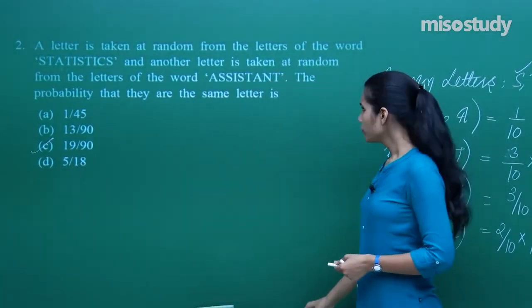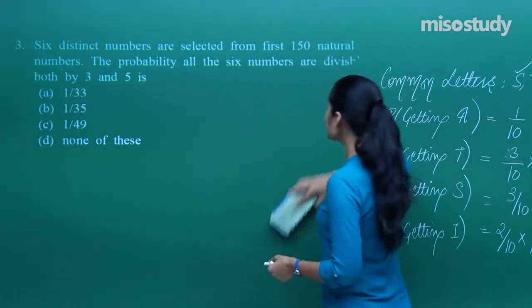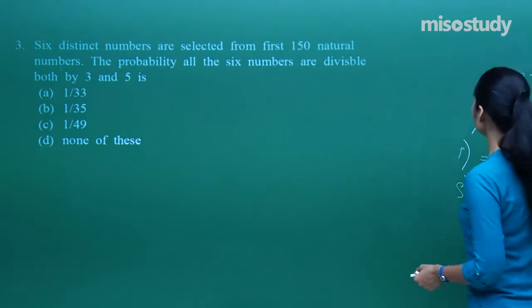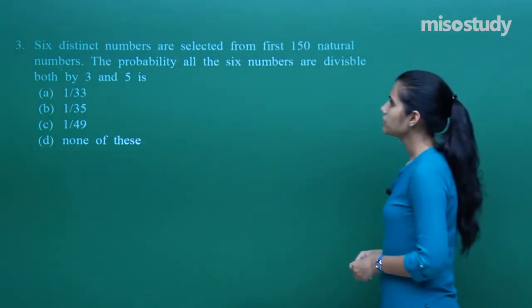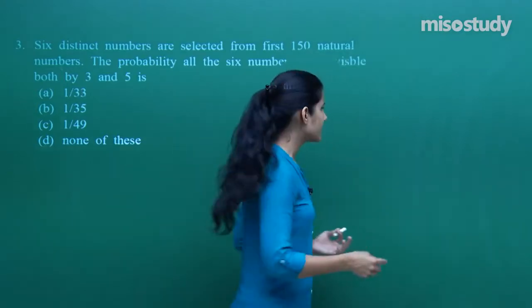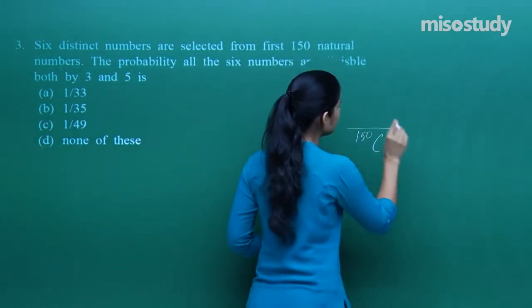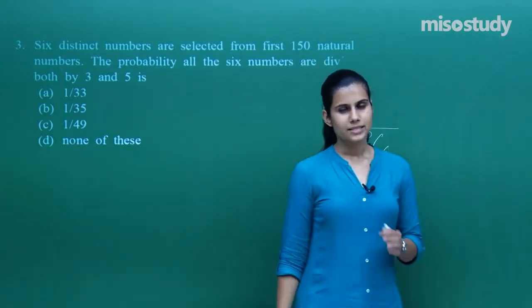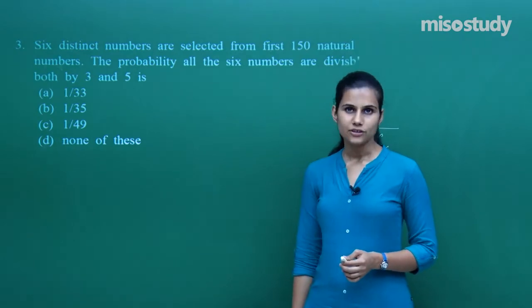Clear? Moving on to the next question, we have 6 distinct letters or numbers are selected from the first 150 natural numbers. Now, just stop over here. If you have 150 natural numbers with you, 6 distinct letters can be chosen from 150 available numbers in 150C6 ways. That is the total number of ways of selecting 6 letters from the available 150 natural numbers.